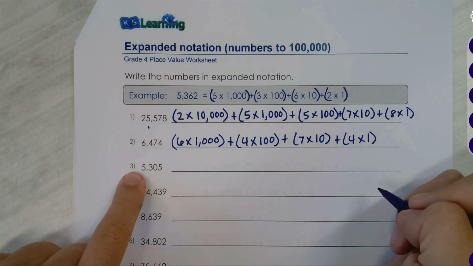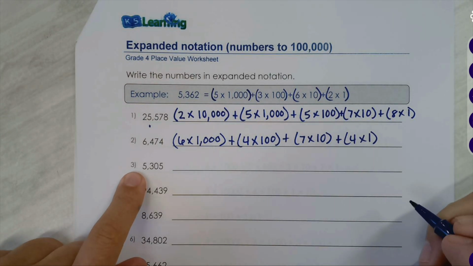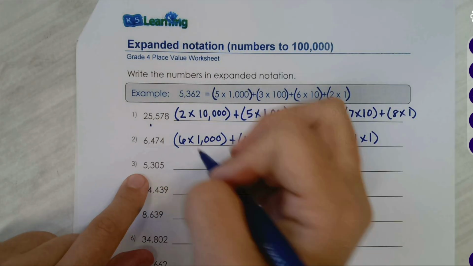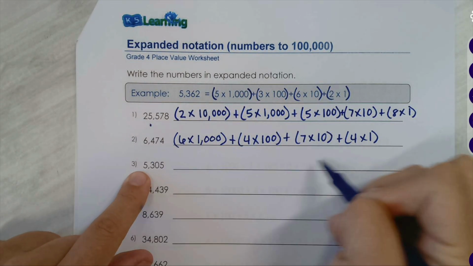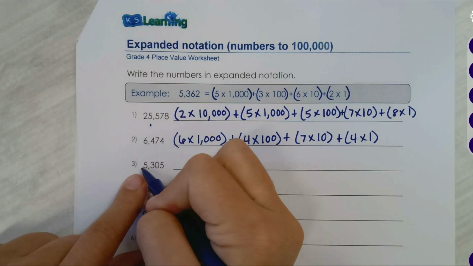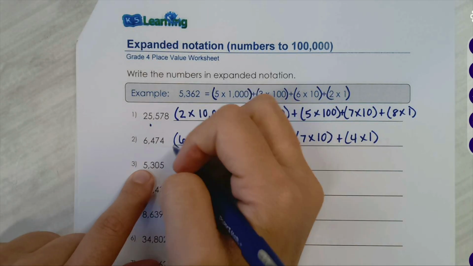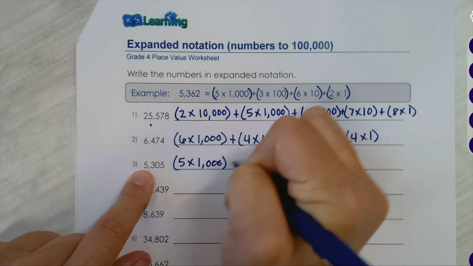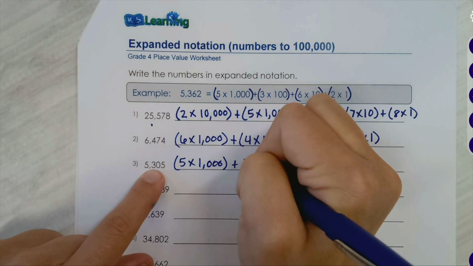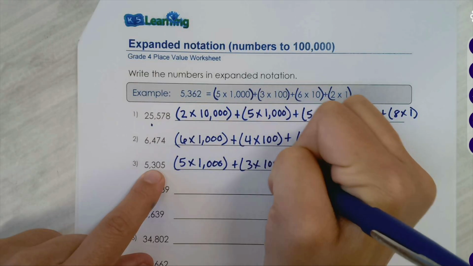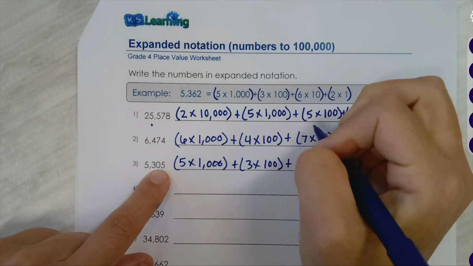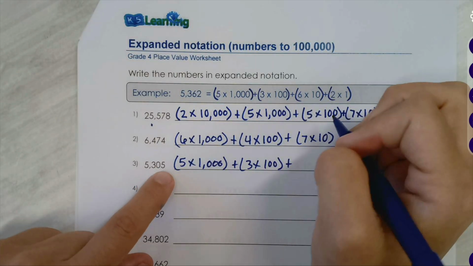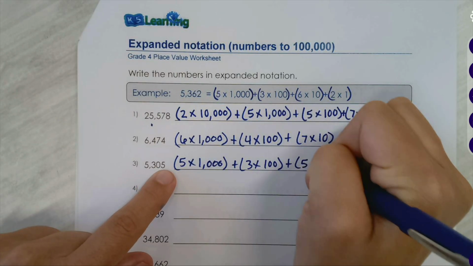And if I look at number 3, this is the last one I'm going to do with you guys for an example. It says 5,305. Well, I know when I do my expanded notation equation, I have to go all the way to the thousands place because 5 is in the thousands place. So 5 groups of 1,000 plus, that's hundreds place, 3 groups of 100 plus, I don't have any tens, so I'm not even going to put it in there. I'm just going to skip it. I'm going to go straight to my 5 plus 5 groups of ones.